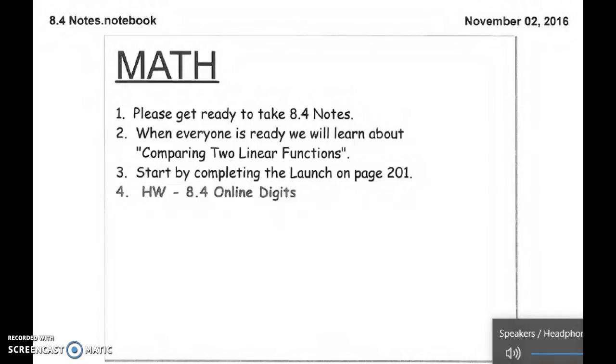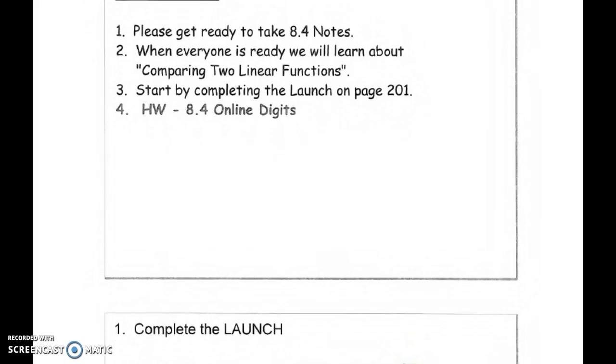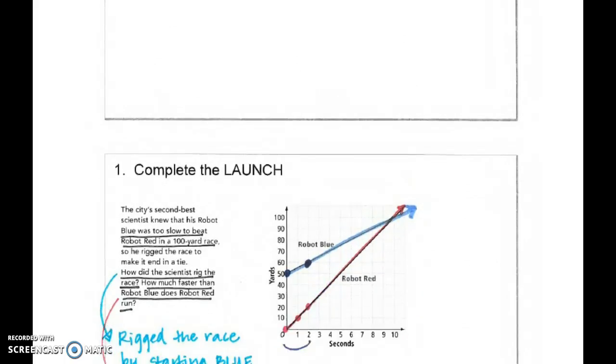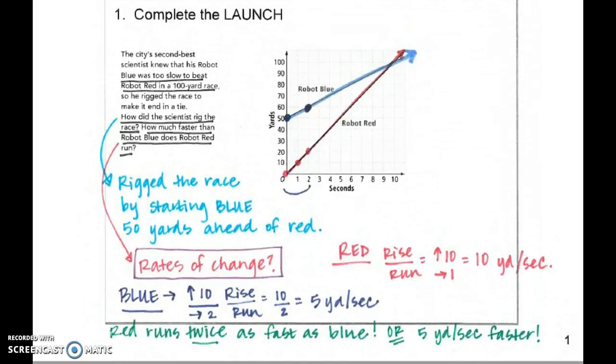Good afternoon, math students. Today we're going to be talking about 8.4, which is comparing two linear functions. So again, we're writing things in y equals mx plus b form. We're probably going to be comparing the rate of change or the slope and the initial value, which is also known as the y-intercept.